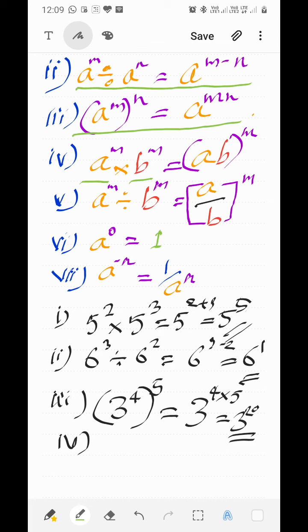So a raised to m into b raised to m, we can write as ab all raised to m. That means just multiply the bases.